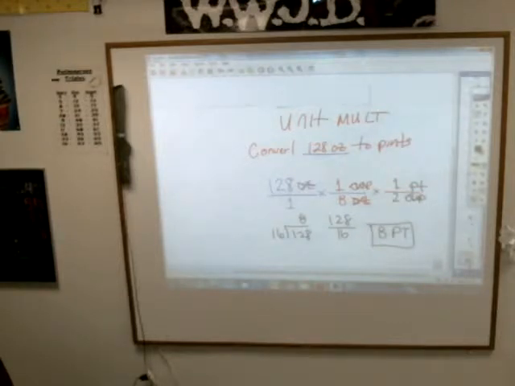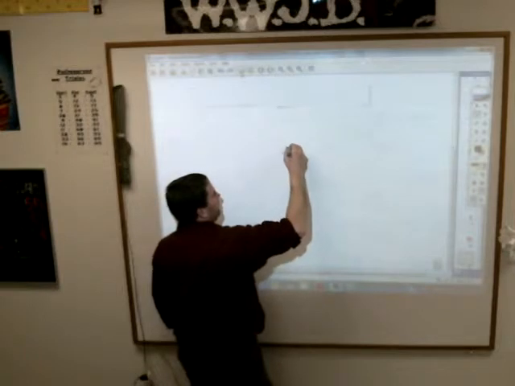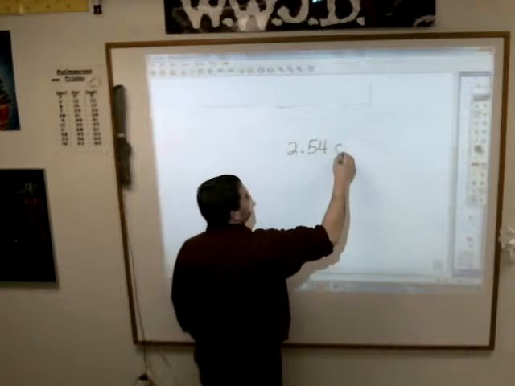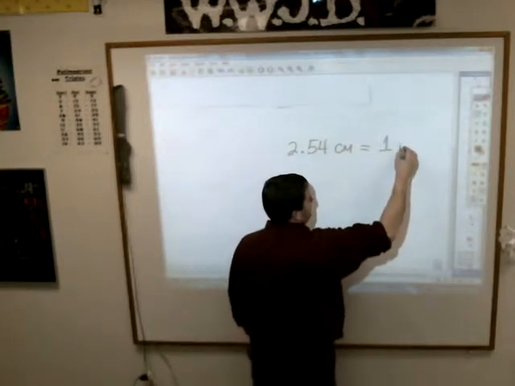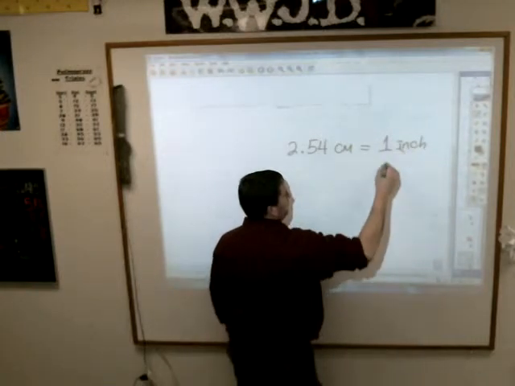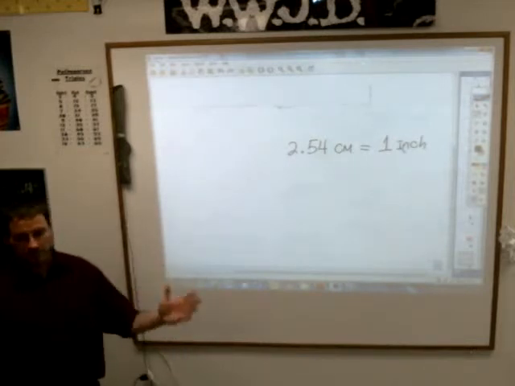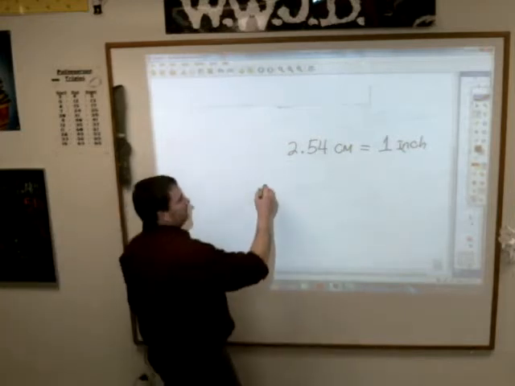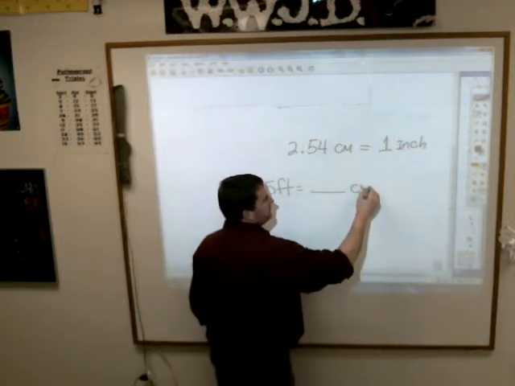Let's see, what else they ask us here. Oh, a good one, by the way, to know, if you don't have this written down somewhere: there are 2.54 centimeters in 1 inch. It's good to know that because that's our one connection between the metric system and the standard system. For example, if you are 5 feet tall, 5 feet equals how many centimeters?